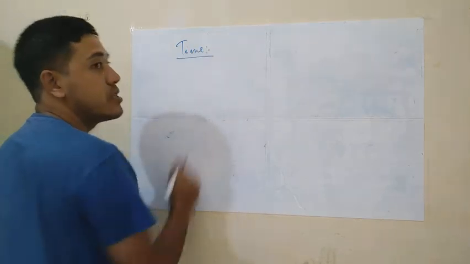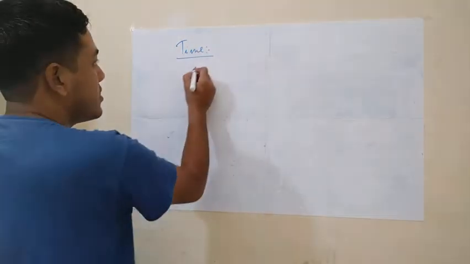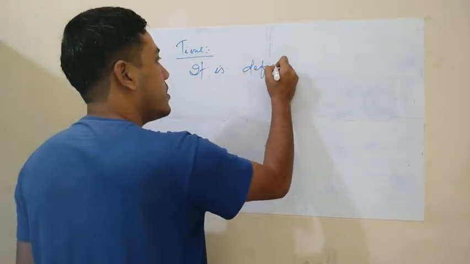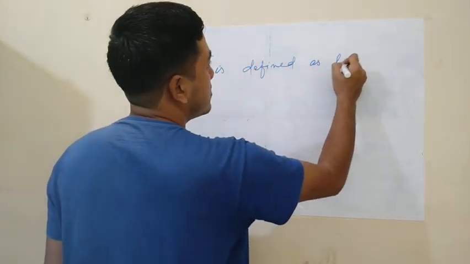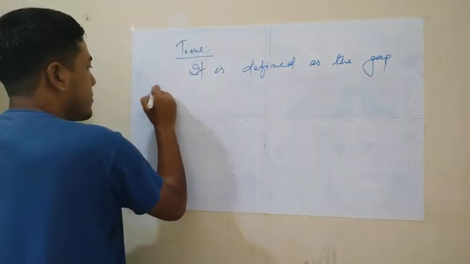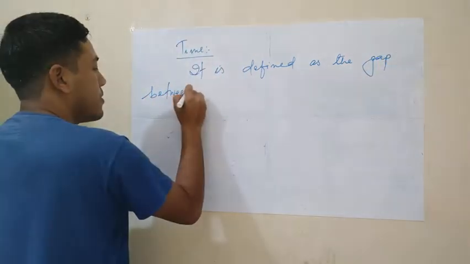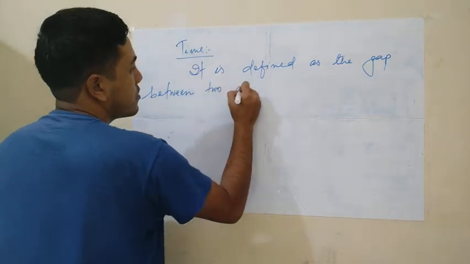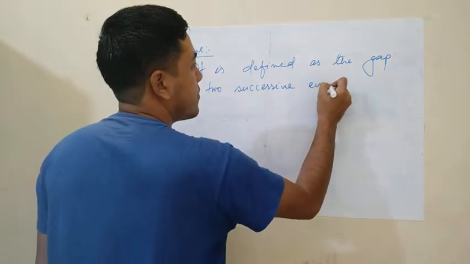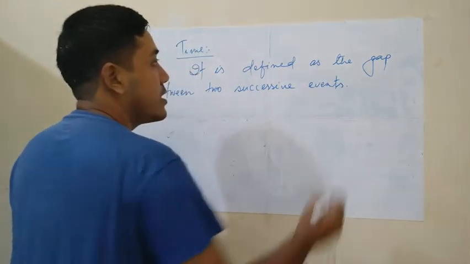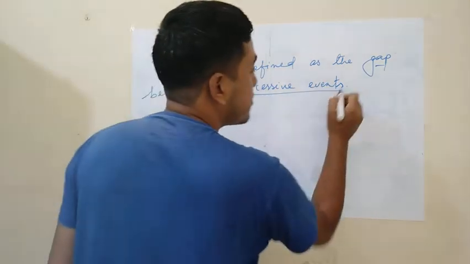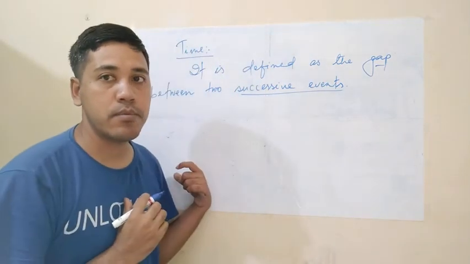Time is defined as the gap between two successive events. Okay, there is some gap in between two successive events, right?